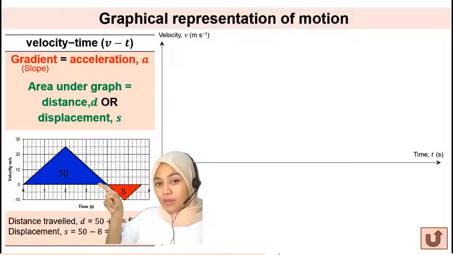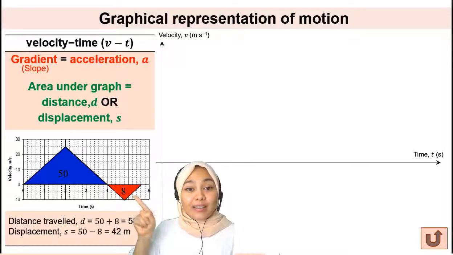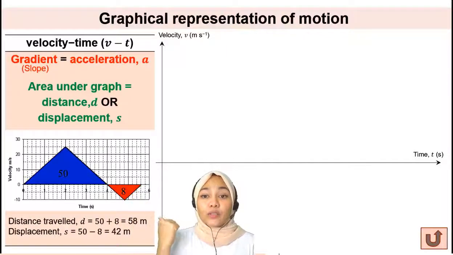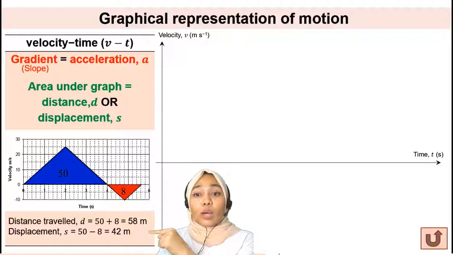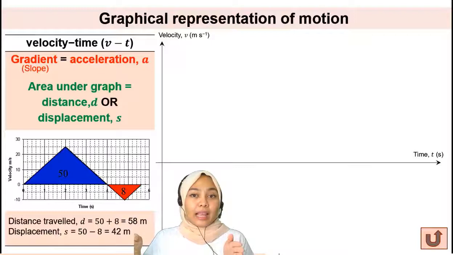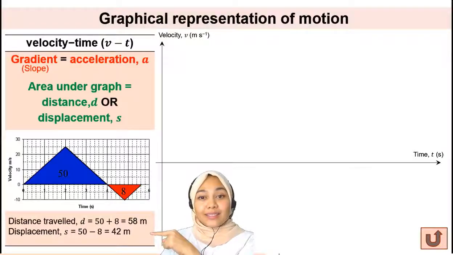The blue area under the graph is the total distance traveled to the right, while the red area down here is the total distance traveled to the left. If you are to find the total distance traveled, we simply add up the total distance regardless of direction. But if you are trying to find its displacement, we have to subtract the displacement to the left from the displacement to the right. Hence, the total displacement is 42 meters.